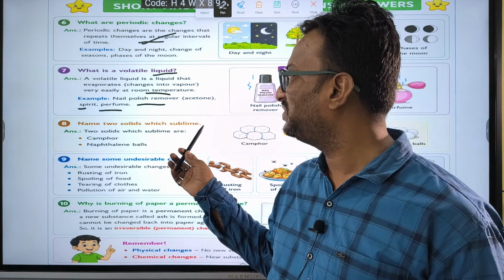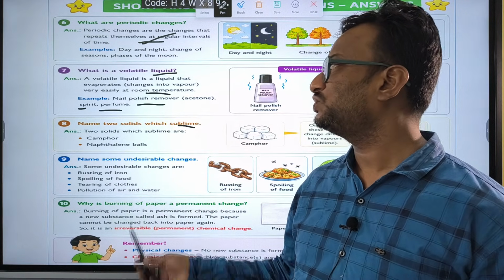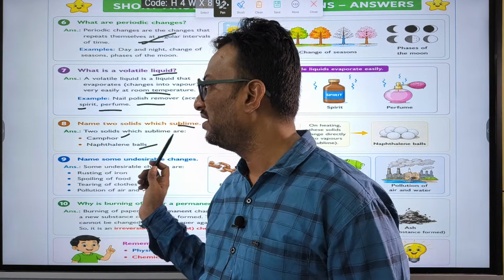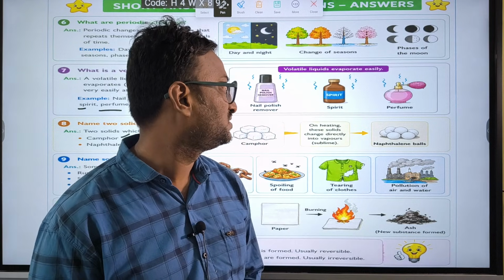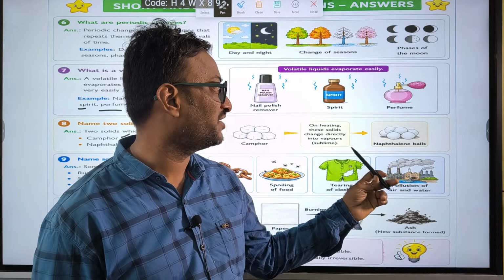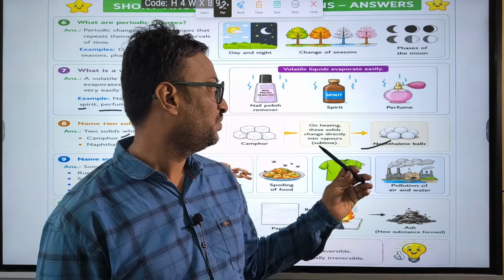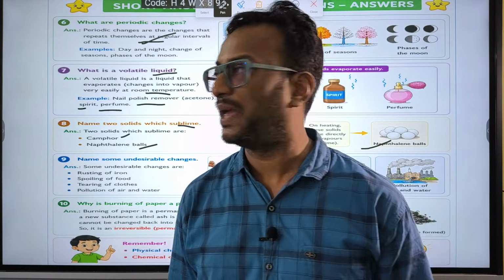Name the two solids which sublime. Two solids that sublime are camphor and naphthalene balls. On heating, the solids directly convert into vapor, so they are called sublime.